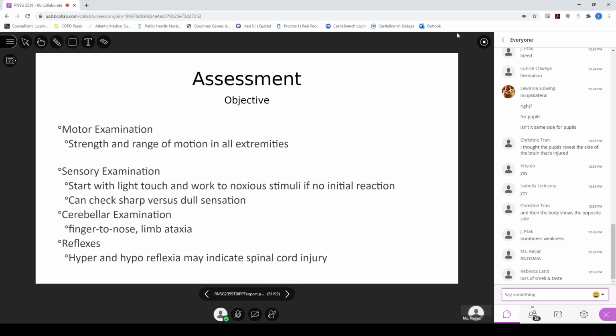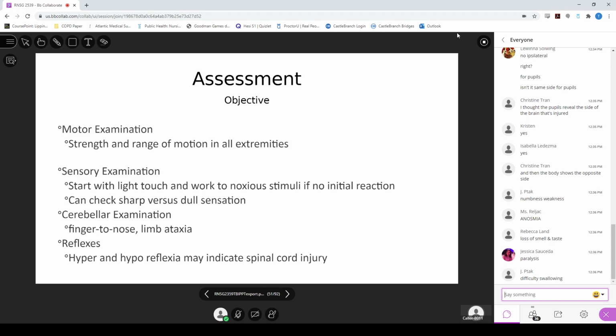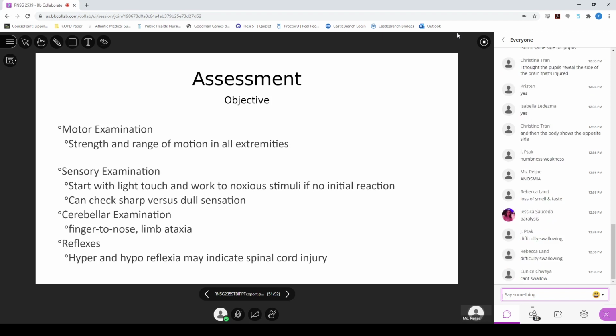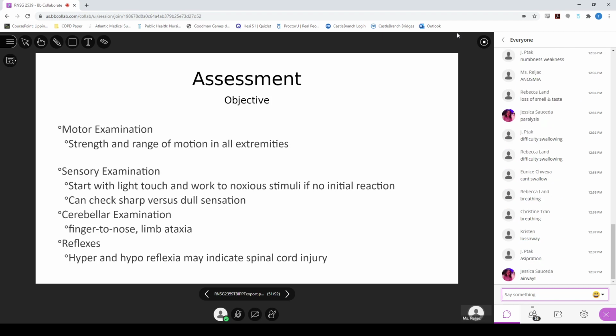What's anosmia? Yeah, the loss of smell or taste. Aphasia. What's aphasia? Yeah, difficulty swallowing. What's difficulty swallowing going to affect? Breathing, because they can't protect their airway. Nutrition, right, because they can't eat. Aspiration, they can't manage their secretions.